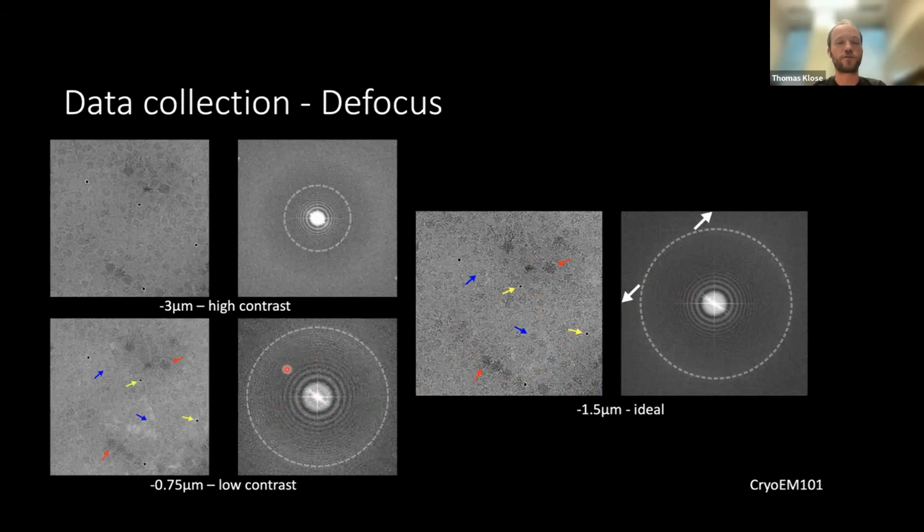And what we typically do is that we vary the defocus during the data collection between roughly 0.75 micron and 1.5 micron, but we would not go to a 3 micron defocus because there's just not much information left when we process the data.